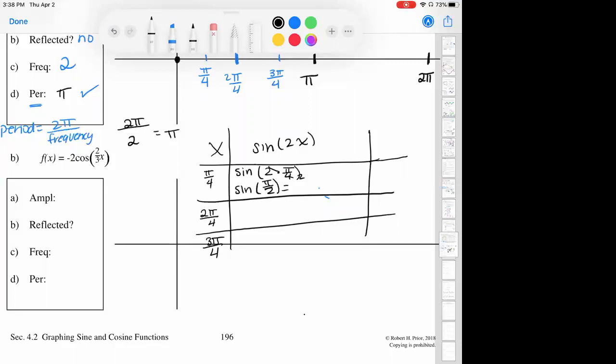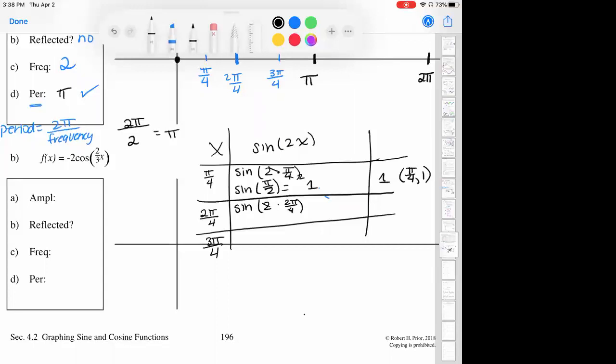Isn't that one? Yeah. We have pi over 4 and 1. That's a point. All right, 2 pi over 4. Let's plug that into our function. Let that be the x. So sine of 2 times x, and x is 2 pi over 4.